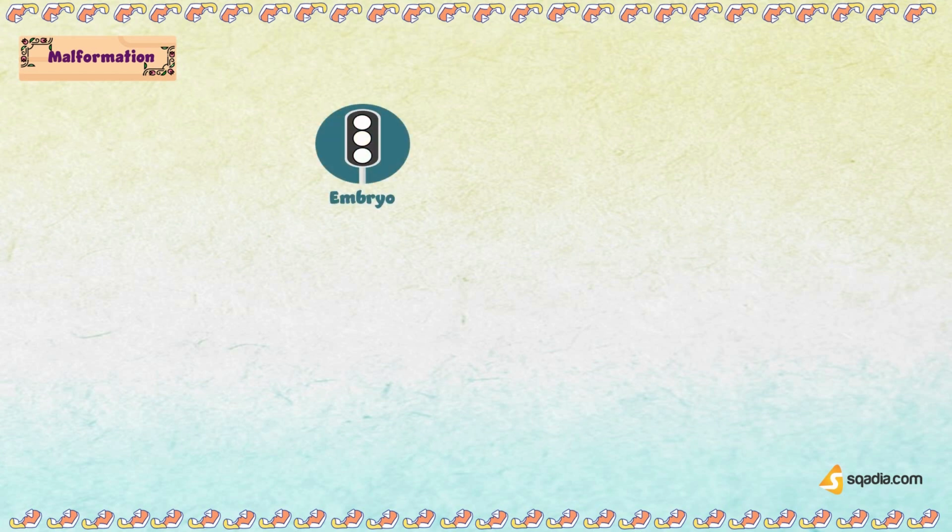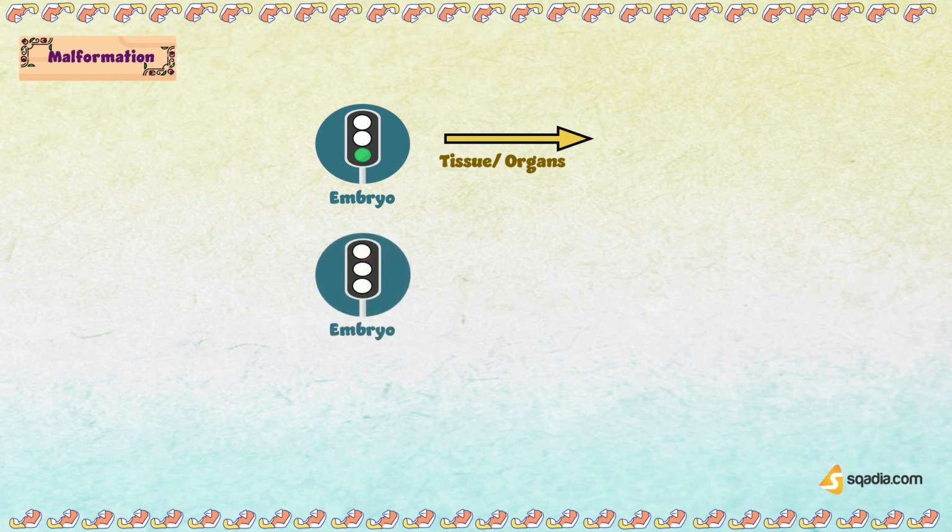This green traffic light represents normal healthy embryo, while the arrow is representing the development of normal organs and tissues. Now, malformation is due to errors occurring in the initial formation of structures, shown by red traffic light. The malformation affects the embryo, represented by blue arrowhead. I repeat, errors occurring in initial formation of structures.